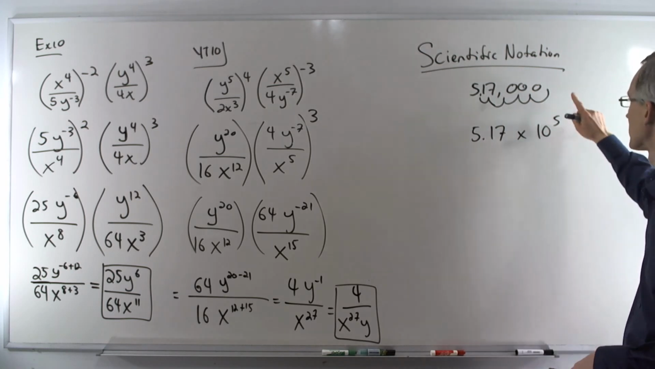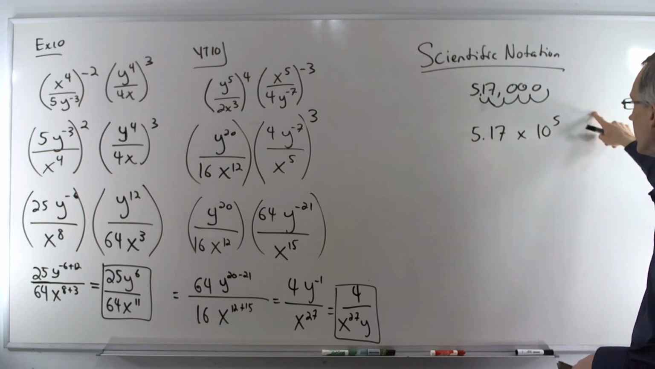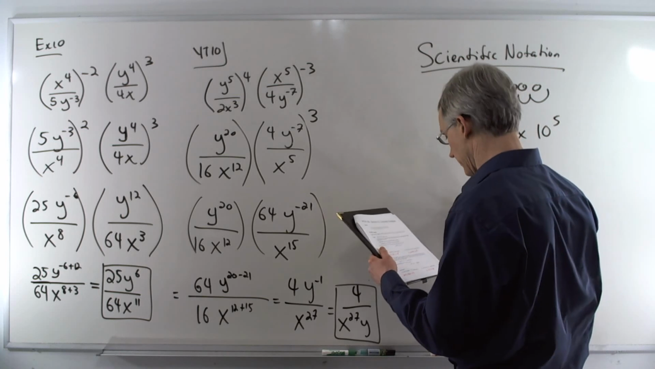Now if we move the decimal to the left, the exponent's positive. If we move it to the right, the exponent becomes negative. Your turn, number 11.